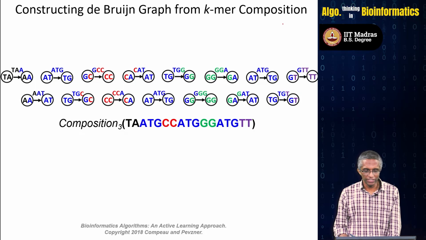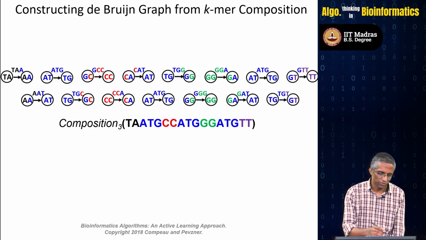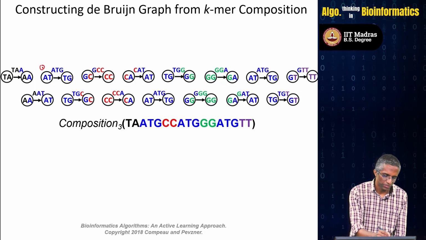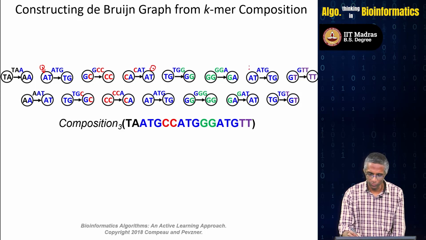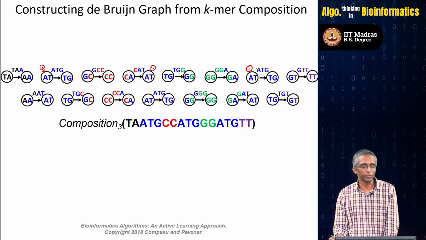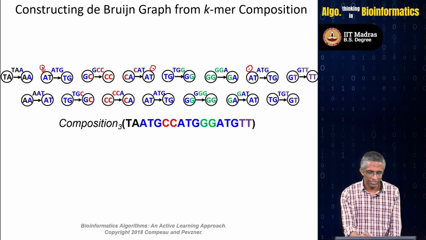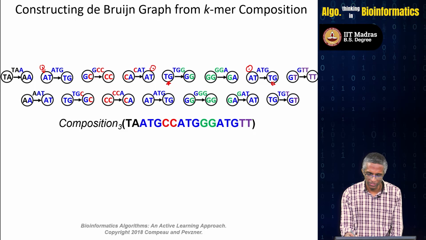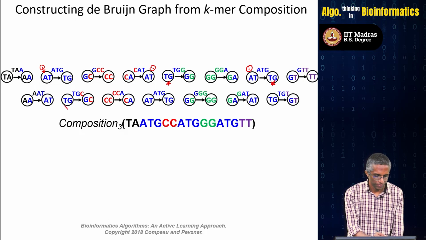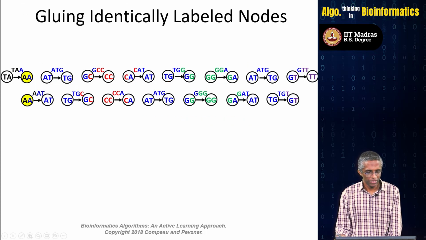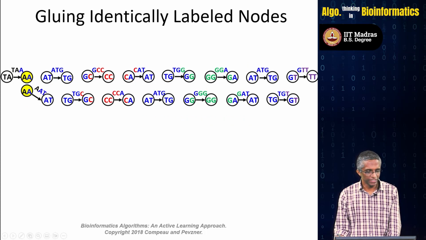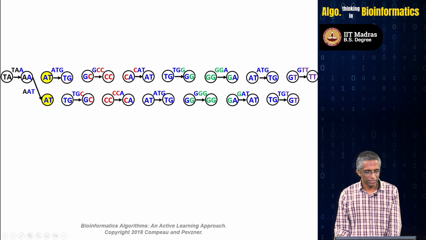And then you can start identifying things which are common and merge them. There is an AT here, and then this AT is here. There is one more AT here. There are three ATs that need to be merged, and some TGs which need to be merged. There is a TG here, a TG here, a TG here, and a TG here. All of them have to be merged. Okay, so let's first merge the ATs, and then start merging this TG, GC, CC, and so on.